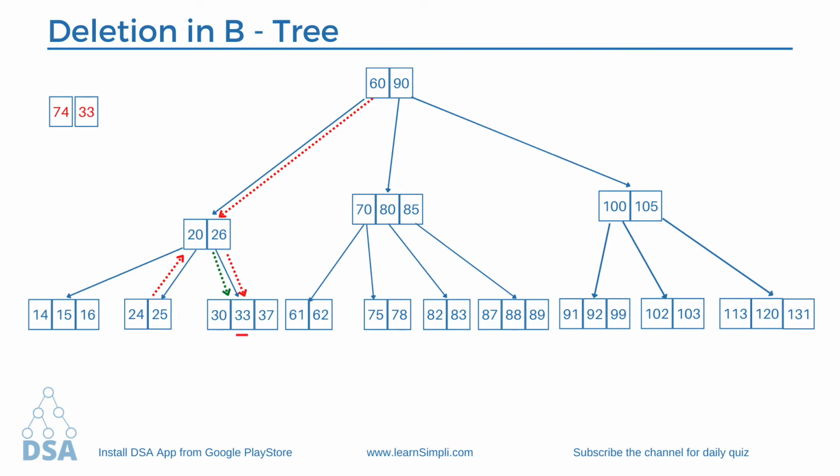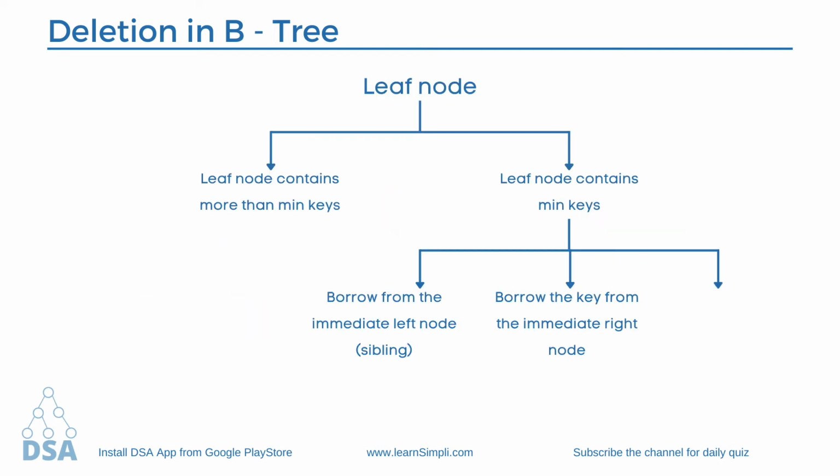Again that will be transferred to the target key. Now we will delete the target key and update the tree. Now we will see the other possibility where we will have to borrow a key from the right immediate node.